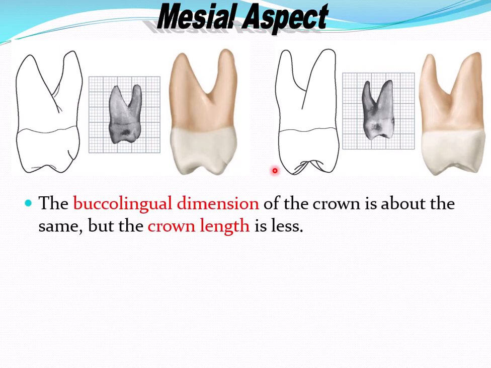Let's start with the differences. The buccal-lingual dimension of the crown is about the same. We will compare the buccal-lingual dimension here, the buccal-lingual dimension there, هيكون شنو? Nearly the same, but the crown length is less. أقصر أصغر in general. The crown length يعني cervical occlusal is less, while buccal-lingually nearly the same. The fifth cusp is found on the mesiolingual cusp. Look, I can see the fifth cusp here, while there the fifth cusp couldn't be seen. There's no fifth cusp.